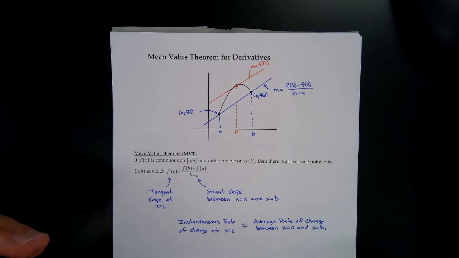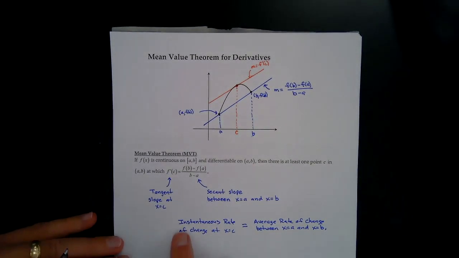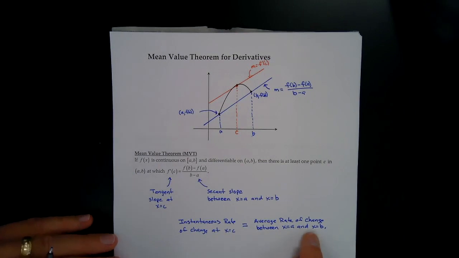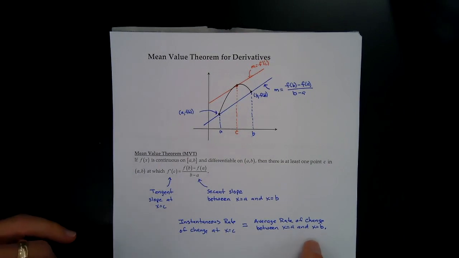You guys aren't there to say, hey, Mr. Mitchell, I can't see it. Instantaneous rate of change at x equals C is equal to the average rate of change between x equals A and x equals B. So if you need to, pause it so you can copy this down, okay?